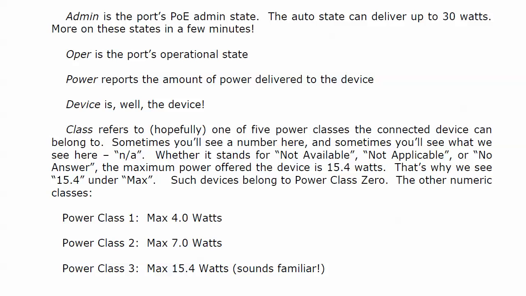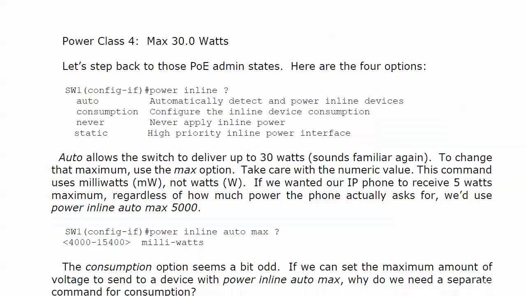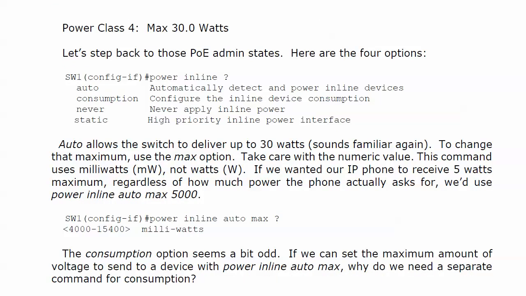And of course, that's going to be max. Now, it could not hurt to know these other numeric classes. Power class 1 is going to deliver a maximum of 4 watts. Power class 2, a maximum of 7 watts. Power class 3, also a maximum of 15.4 watts. Certainly sounds familiar. And power class 4 is a maximum of 30 watts. What we're going to do at the beginning of the very next video is look at these admin states and draw some very clear lines here as to what they do and one classic gotcha that I want you to look out for. We'll take care of that on the very next video.